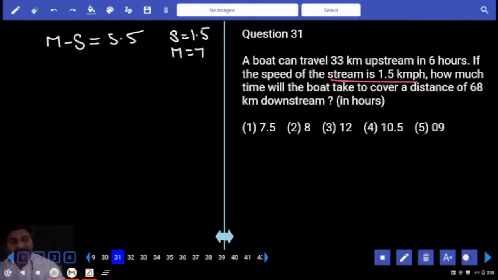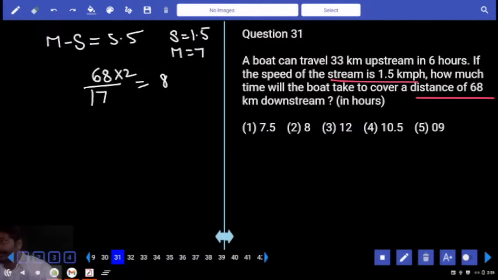How much time will it take the boat to cover a distance of 68 kilometers downstream? 68 kilometers downstream speed, m plus s, 8.5. 17 by 2, 4 times 2, 8 hours. Yes.